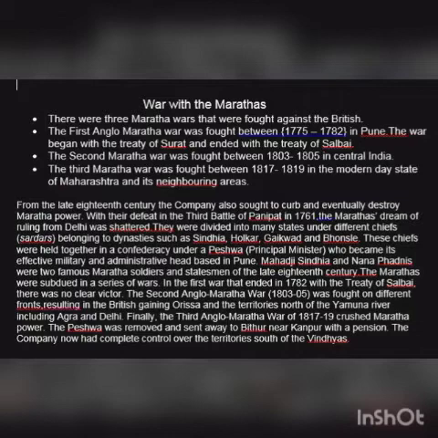And finally, the third Anglo-Maratha War of 1817 to 1819 crushed the Maratha power. The Peshwa was removed and sent to Bithur near Kanpur with a pension. The company now had complete control over the territories south of the Vindhyas.